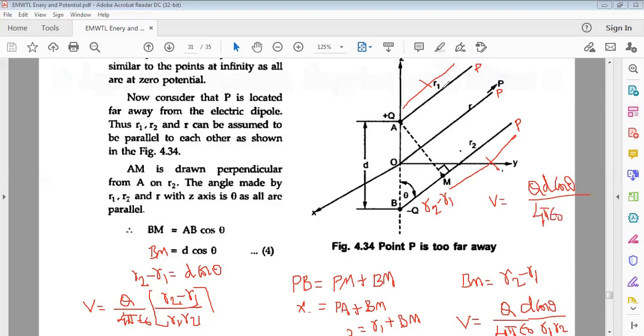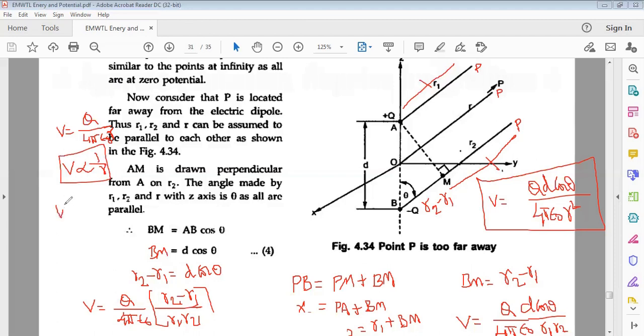When R1 and R2 are both equal, we can consider the distance as R, so R1 R2 becomes R square. So the potential of the electric dipole is Q d cos theta by 4 pi epsilon naught R square. Actually the potential of a point charge is Q by 4 pi epsilon naught R only. So it means the potential of a point charge V is proportional to 1 by R, and the potential of a dipole is proportional to 1 by R square.